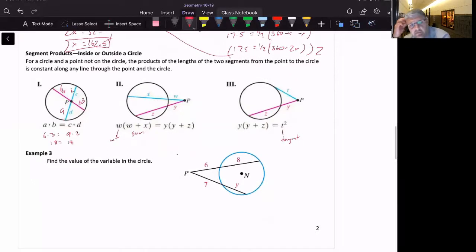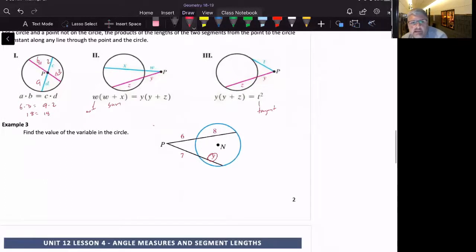Find the value of the variable inside the circle. Here we're looking for y. Since they intersect outside, there's my intersection outside the circle. I'm going to have 6 times 6 plus 8 equal 7 times 7 plus y.